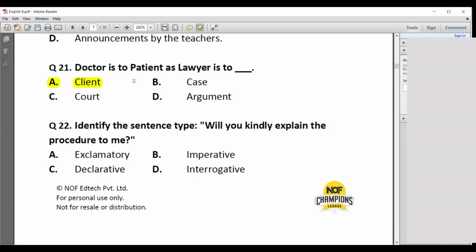Identify the sentence type. "Will you kindly explain the procedure to me?" A, exclamatory. B, imperative. C, declarative. D, interrogative. The correct option is option D, interrogative.